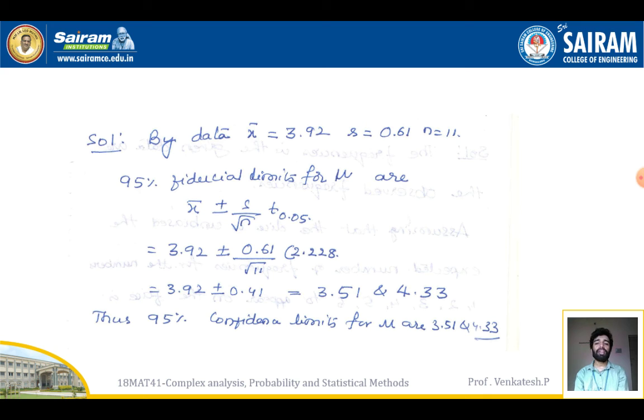Since all the values are given, I can replace the values here: 3.92 plus or minus 0.61 divided by square root of 11, times t of 0.05, which is 2.228 at 10 degrees of freedom. On simplifying this part, I'll have the value 0.41. So on simplifying further, I'll get 3.51 and 4.33. Thus the 95% confidence limits for the mean mu are 3.51 and 4.33. Thank you.